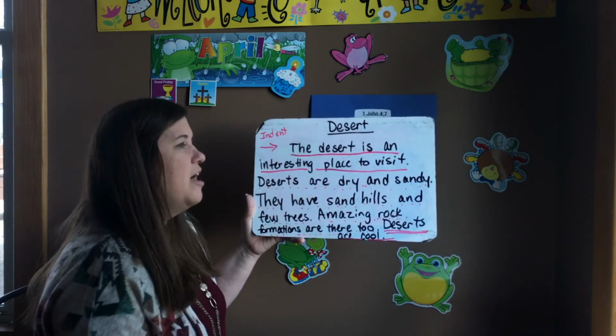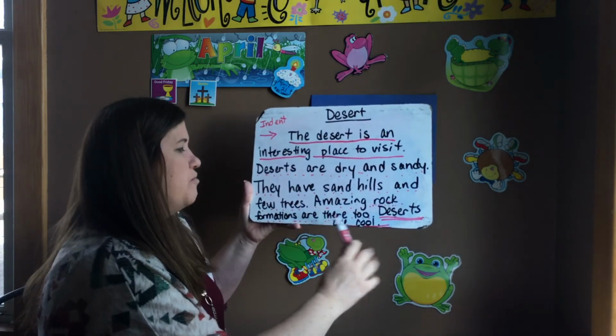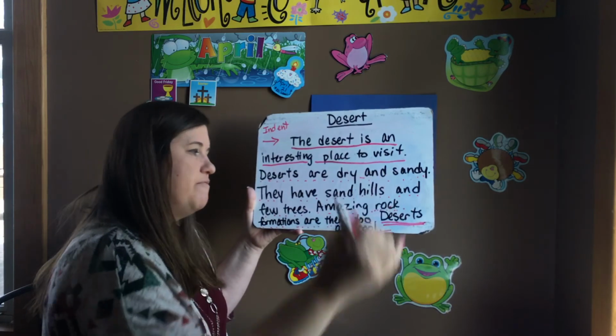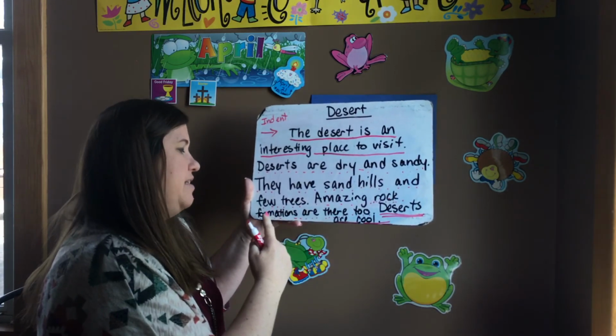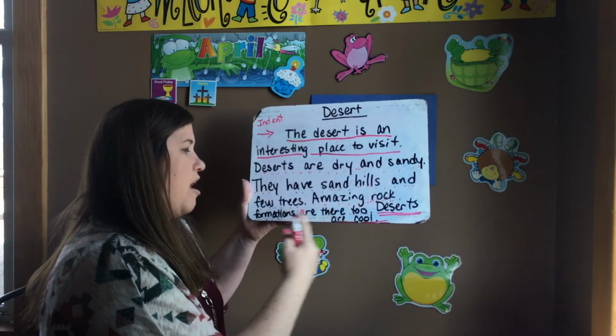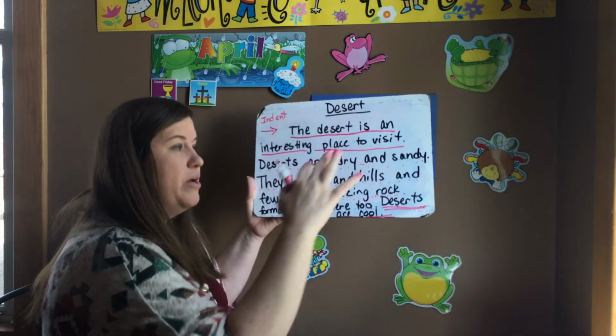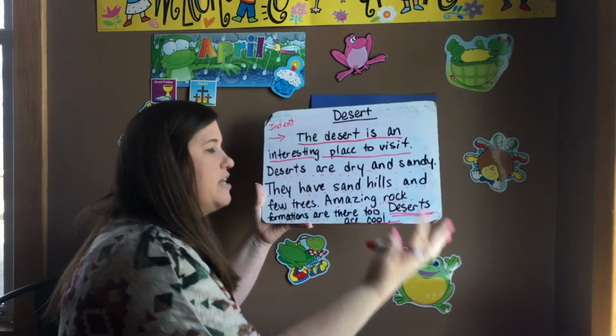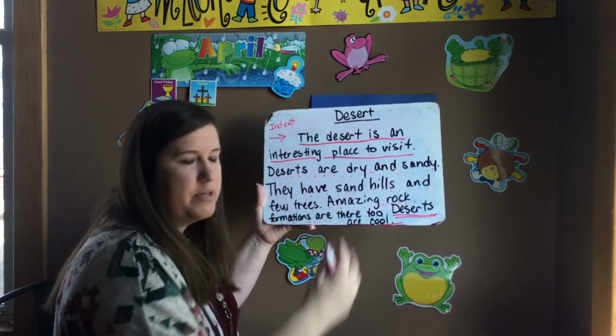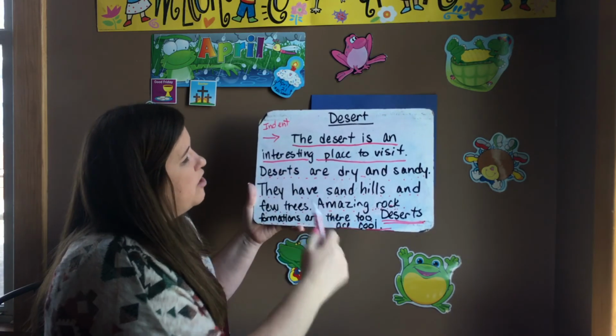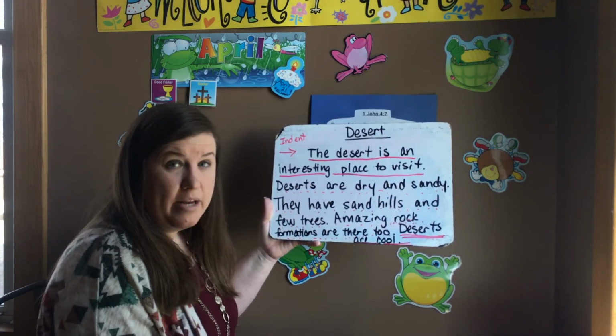Remember, it shouldn't end with a fact. It should kind of wrap up. I couldn't have ended with amazing rock formations are there too. We need to kind of wrap up. Deserts are cool, kind of wraps it up, okay? So you have to have those three parts. We're going to practice with one paragraph today.